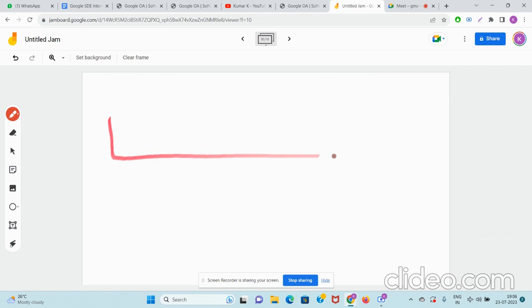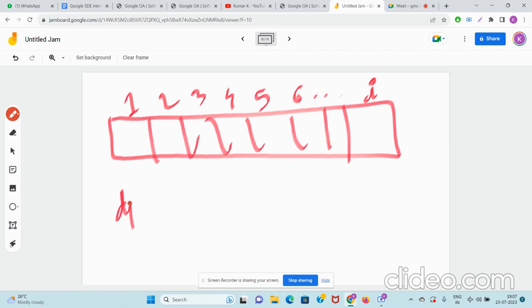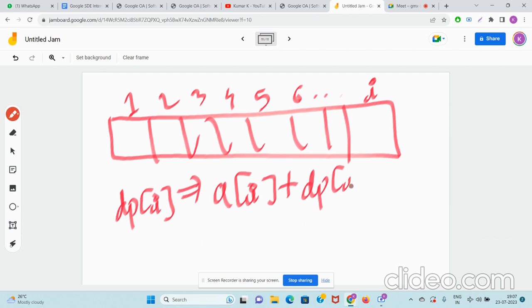For example, say this is my array, okay? So guys, can anyone tell me the general formula? It is very easy. General formula, very, very easy. What will be the answer for DP of I? Option number 1 will always be the same. You are only taking one element, na? A of I plus DP of I minus 1.